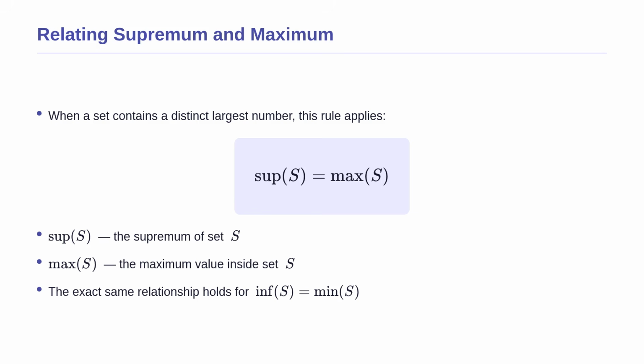However, if a set contains all numbers strictly less than 5, you can always get closer to 5 without reaching it. In this case, the supremum is still 5, but the maximum does not exist.